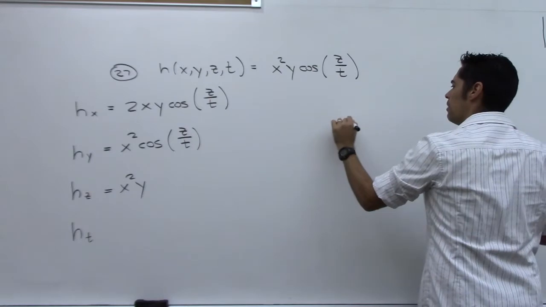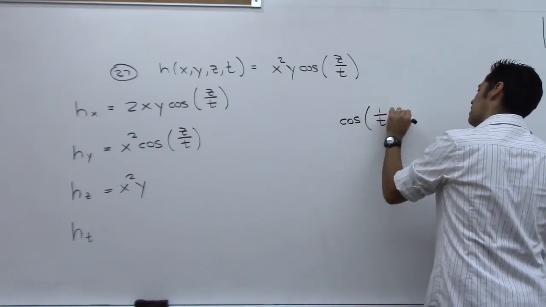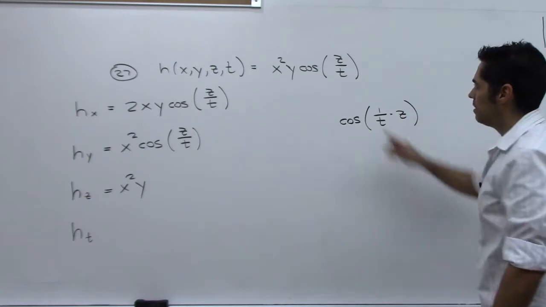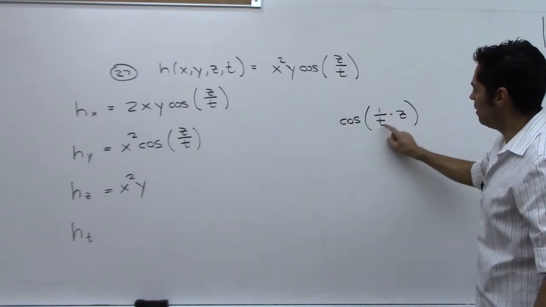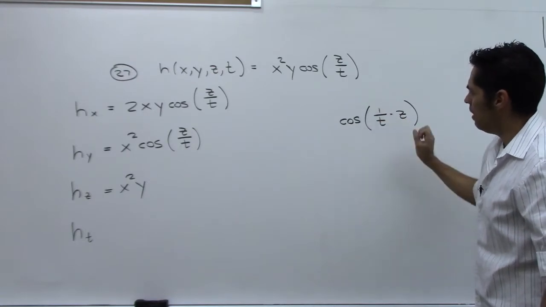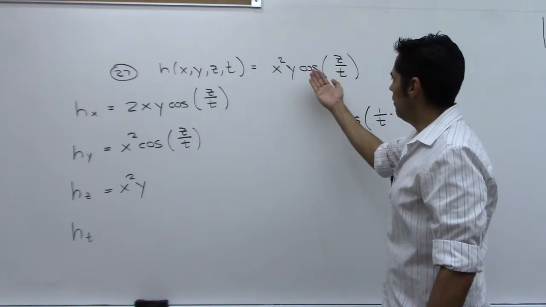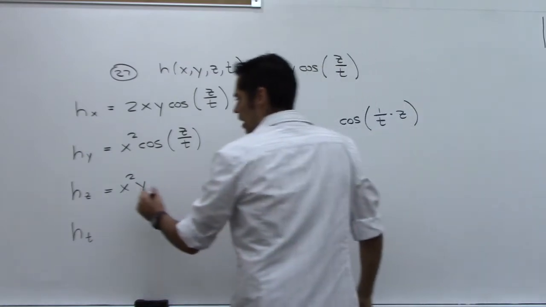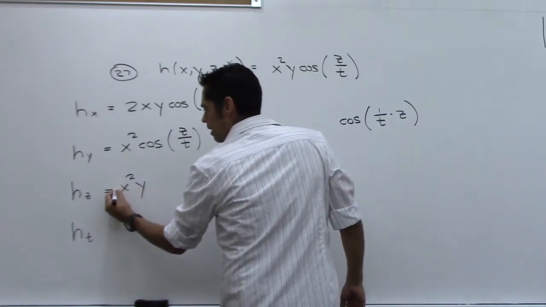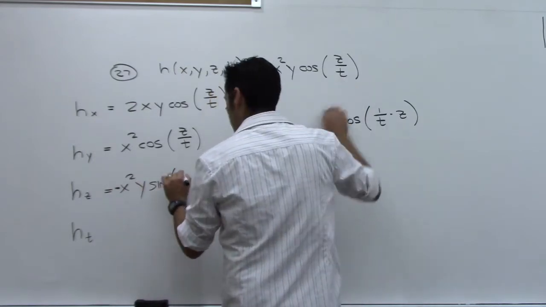So let me rewrite this. This is like cosine of 1 over t times z. And t is a constant. So 1 over t is a constant. And that's a constant in front of z. So just remember that, all right? That's just a constant in front of z. Now, what is the derivative of cosine of something? Well, negative sine. So how about I throw that negative on the outside? Negative sine of whatever's in there, z over t.